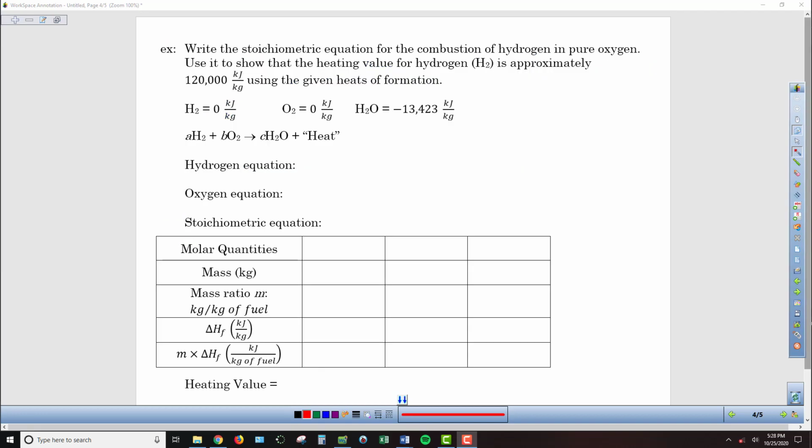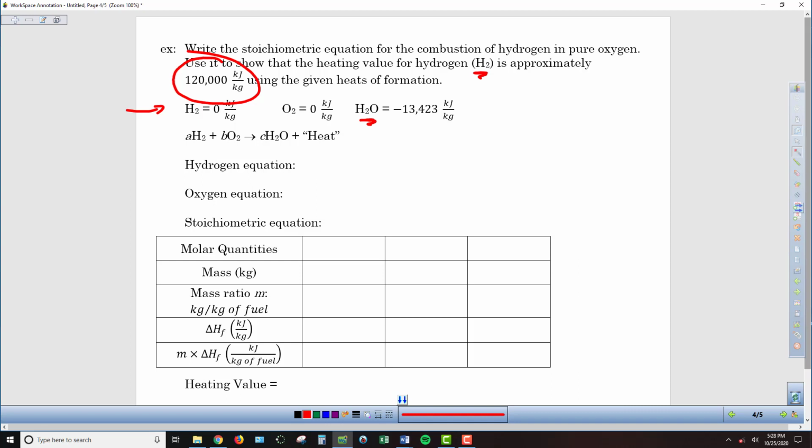So let's see if we can confirm that burning hydrogen does indeed produce approximately 120,000 kilojoules per kilogram. So we have the heats of formation given to us here. Now in the case of hydrogen and oxygen, there's no energy release in its formation because it just happens naturally, as opposed to when water is formed in this combustion reaction, there's a negative, meaning a release of 13,423 kilojoules per kilogram when water is formed.